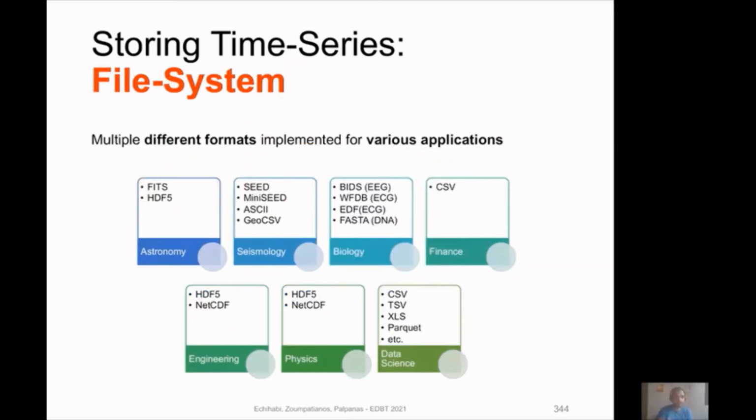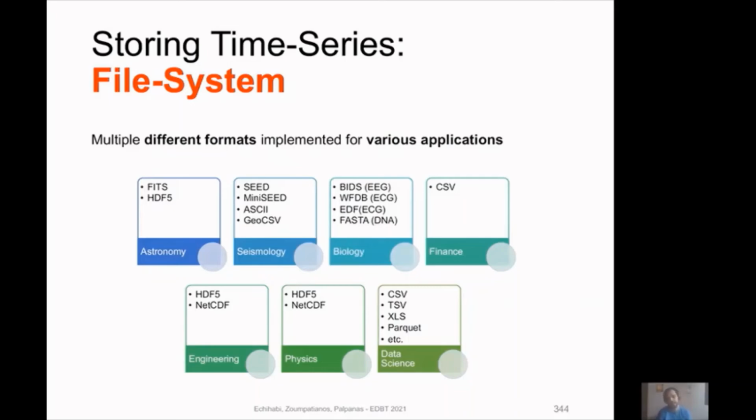In terms of the file system, multiple different formats have been used depending on the application and the domain. For example, in astronomy, it's very common to use FITS files and HDF5 files, while in seismology, people have been using SEED, MiniSEED, ASCII files, and GeoCSV files. Finally, in biology, which is a mass producer of time series data, people have been using BEADS files, WFDB files, EDF files, and FASTA files.